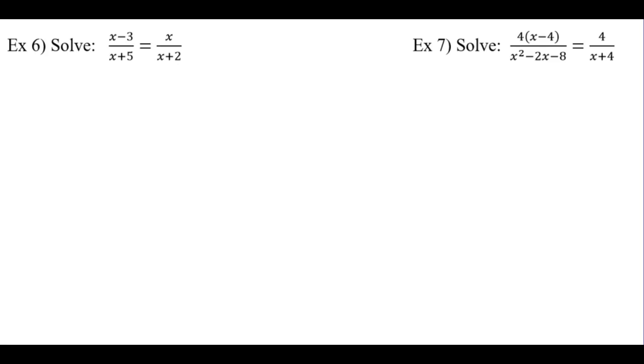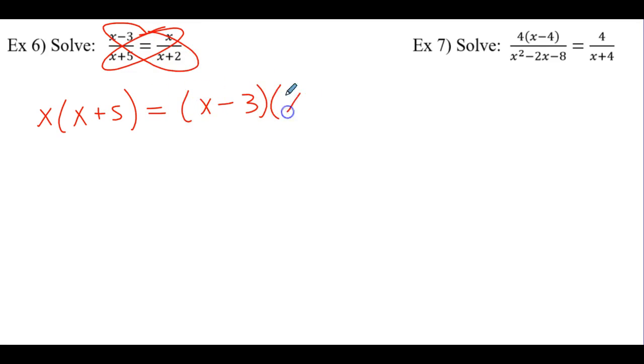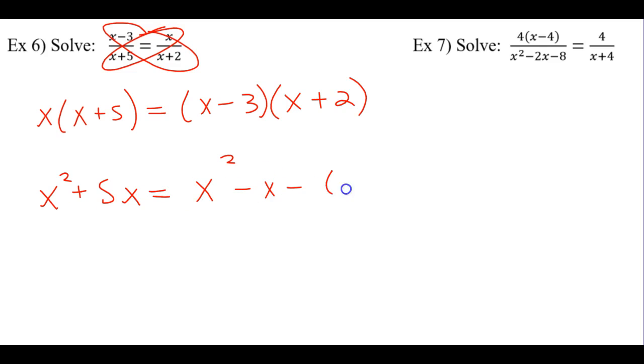Let's do example 6, and I'm going to skip number 7. Go ahead and do example 6 on your own real quick. So here's my first step. Hopefully you did the same thing. You might have just gone ahead and done the foiling or distributing. But we cross multiply here. That will give us x squared plus 5x equals x squared minus x minus 6.